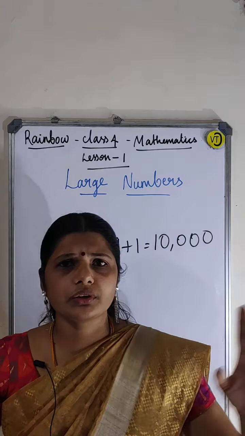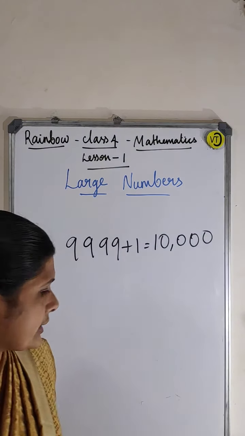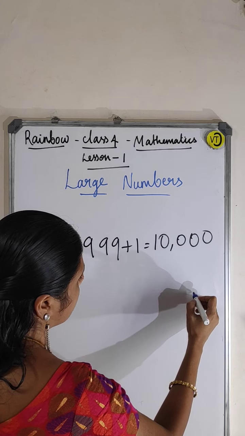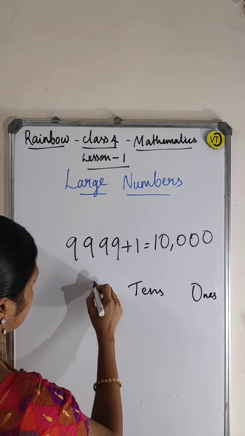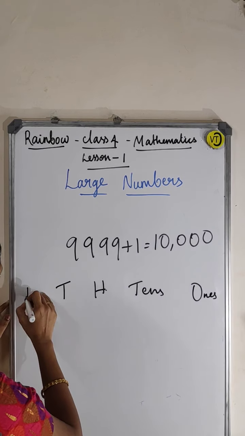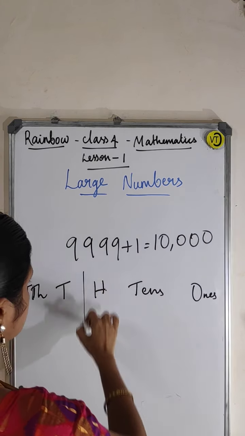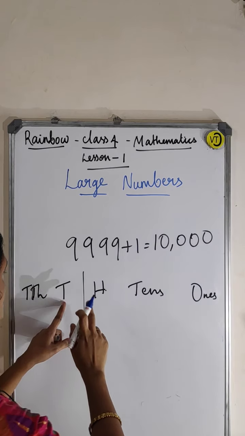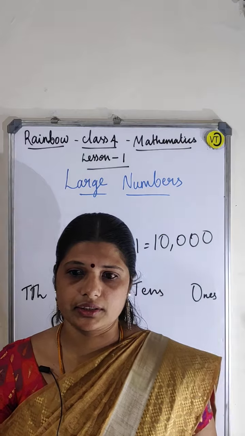Okay. Do you know the place values of 5-digit numbers? So what is the case here? It is ones, tens, hundreds, thousands, 10,000. Okay, this is ones, tens, 100, 1000, 10,000. That is the 5-digit number.